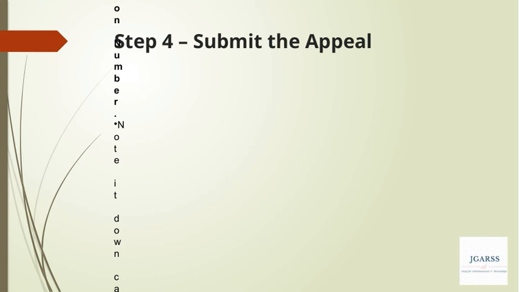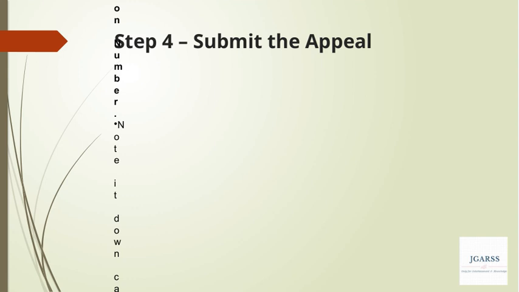Once you've submitted your appeal, you'll immediately receive an appeal registration number. This number is very important because it serves as your unique reference for that particular appeal. Make sure to write it down carefully and keep it in a safe place. You'll need this number later on to check the status of your appeal or if you need to follow up on anything. Remember, keeping track of this registration number is key to staying organized throughout the entire process.